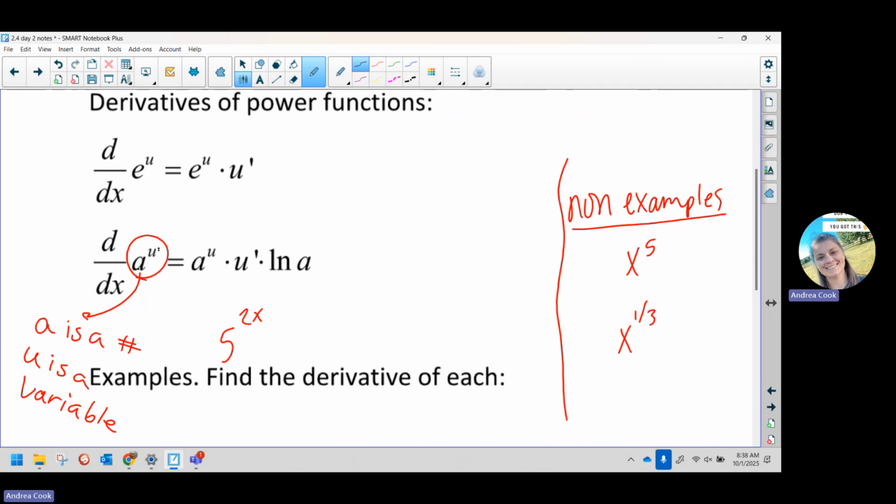It'd be very tempting to get these rules mixed up, but this is not the rule we're talking about. We did the power rule, but now we're saying, but what if the number was on the bottom and x is on the top? What would we do? And that's this.